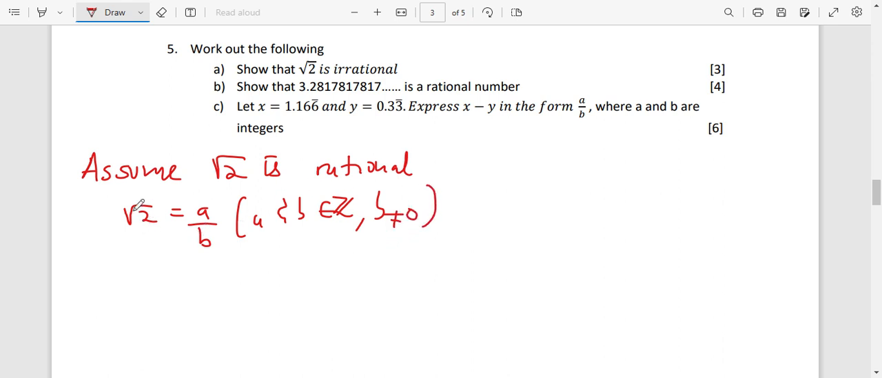Now from here, what I want to do is, I don't want to have the root. It is not like those questions which they say, given that this is irrational, show that this is irrational. When they've just given you one, make sure that first you remove the root. So square both sides. So I'm going to have 2 being equal to a squared over b squared. And then cross multiply, you're going to get that a squared is going to be equal to 2b squared. Are we together up to this point?